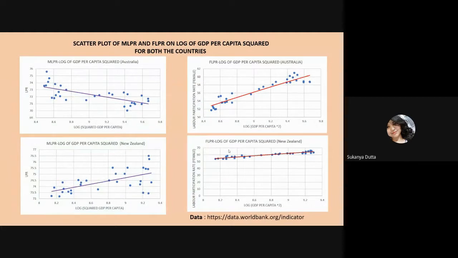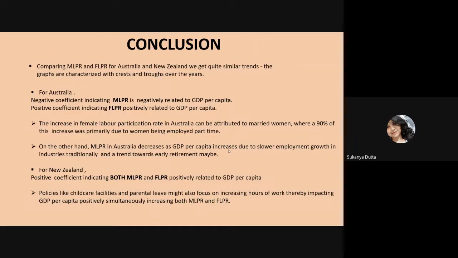And likewise, the scatter plot for MLPR and FLPR on log of GDP per capita squared for both countries was also the same, as we can see here. So to conclude, or to sum up, we can say that while comparing the MLPR and FLPR for Australia and New Zealand, we get quite similar trends. The graphs are characterized with crests and troughs over the years.